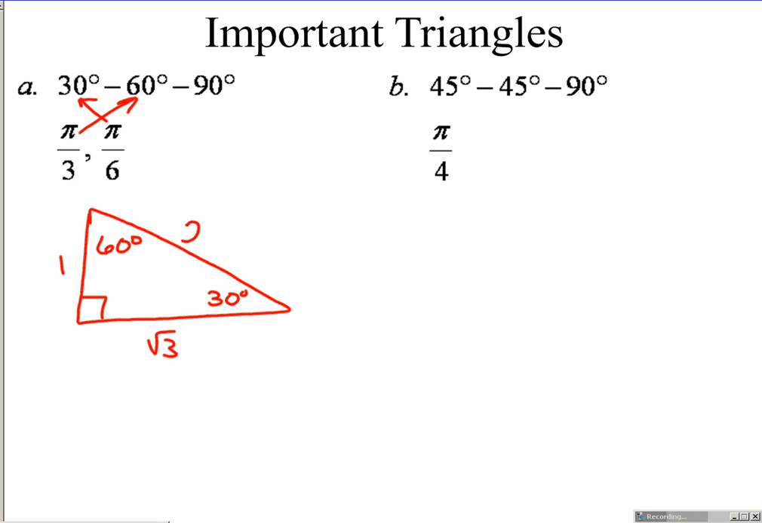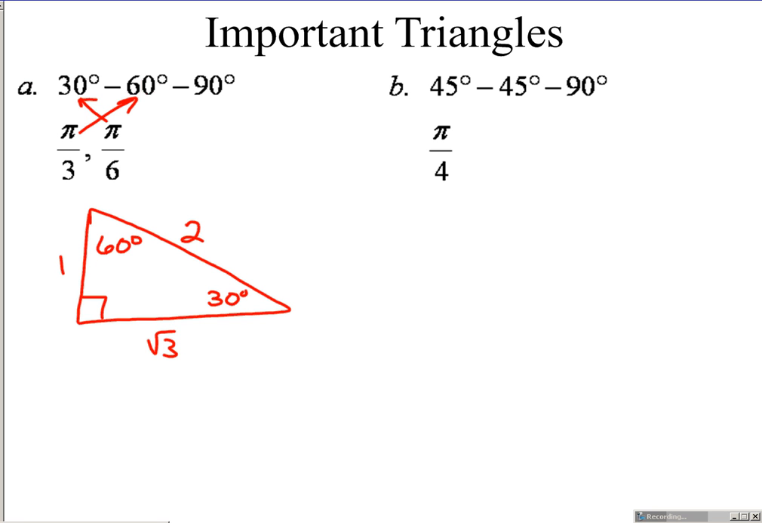1 to root 3 to 2. You have to be able to draw that triangle. You have to know what sides are across from what angles. Knowing your properties of triangles, always across from the right angle has to be the biggest side, so that's how we know the 2 goes there. Across from the smallest angle has to be the smallest side, which is why always across from 30 is going to be 1.